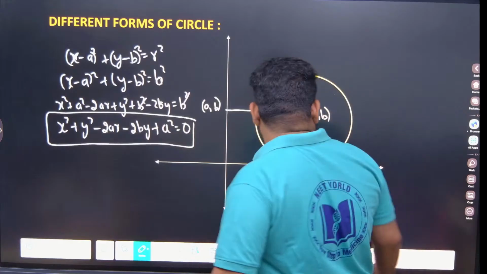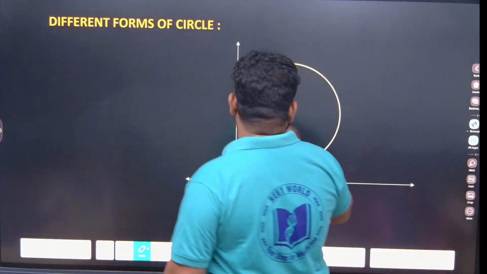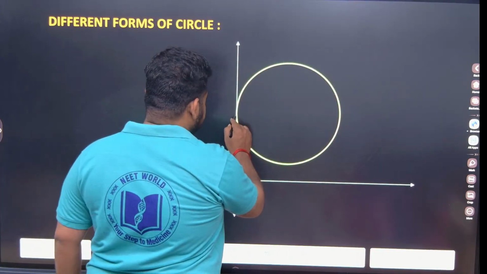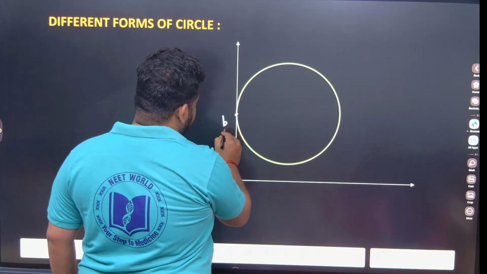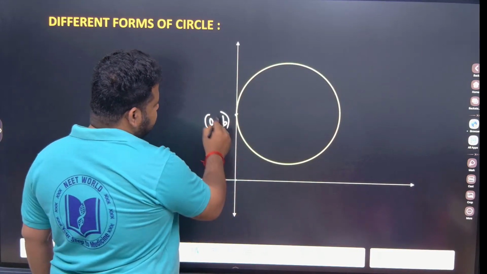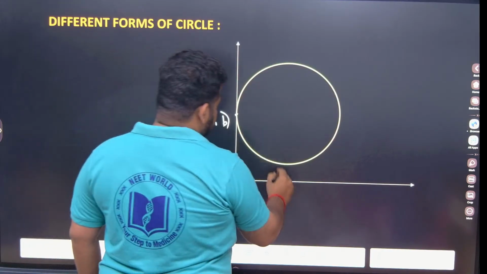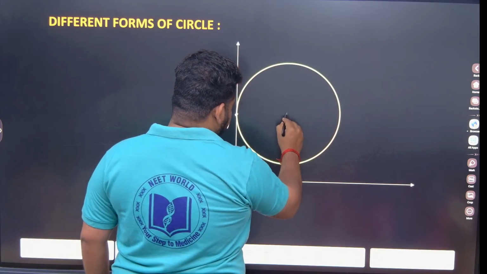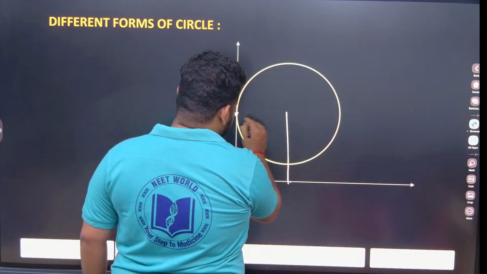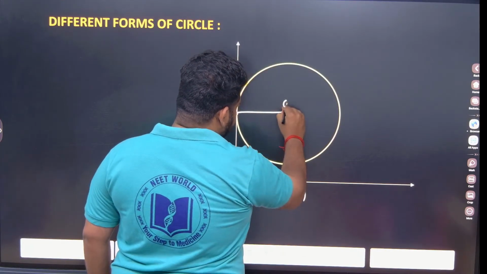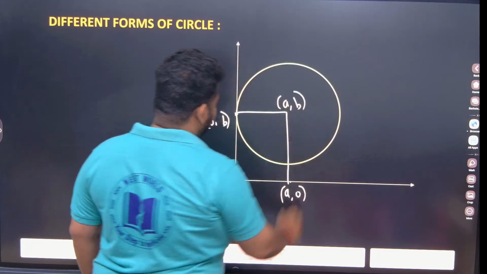Okay, now suppose the same thing happens if it is touching the y axis. If it is touching the y axis, let us take this length as b. So this will become 0 comma b. Okay, this is the point. Let us draw one line here. This is the center, we will draw this line here. Let this point be a comma 0. So the center will become a comma b only.